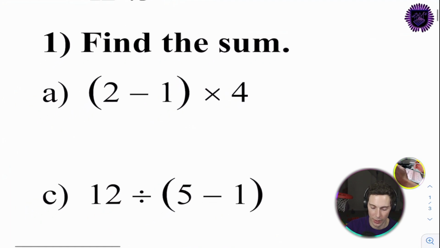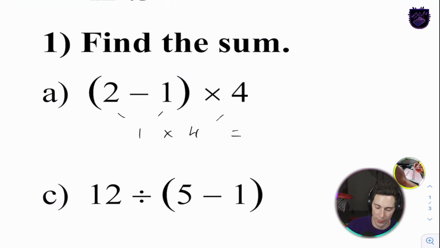Step 1. Brackets. You got to do the brackets first. We go 2 minus 1. That's going to be 1 times 4. Drop it down, and it's going to equal 1 times 4 is 4.